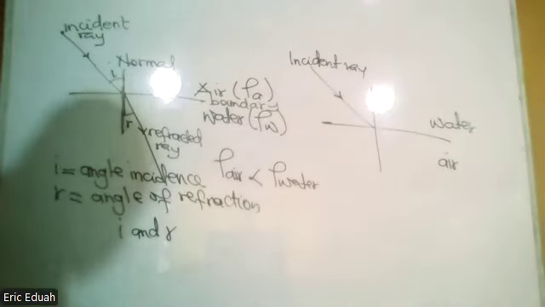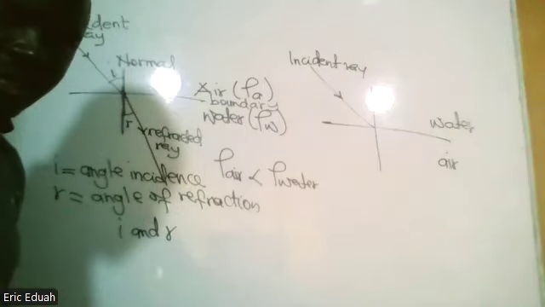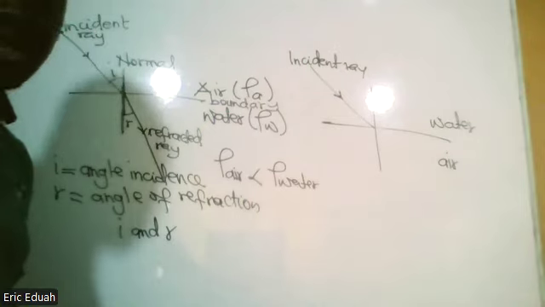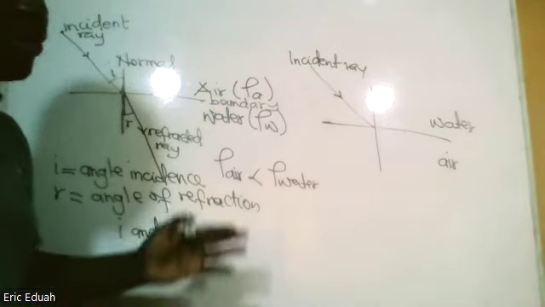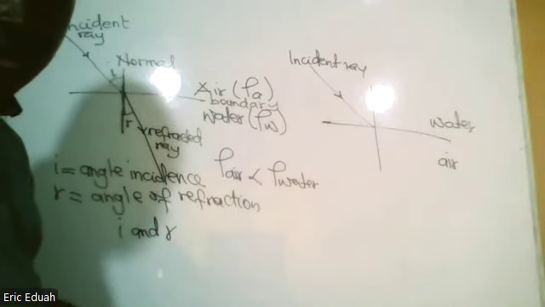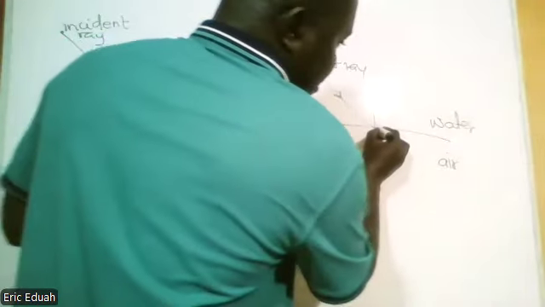Anybody? How do you think the direction of the ray will deviate when it is being propagated? It will move away from the normal. So it will move away from the normal.